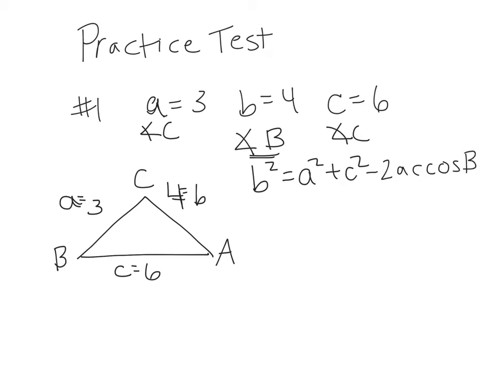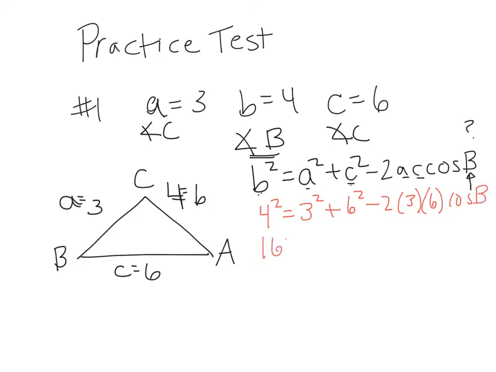Now, this is a good one to start off with because people make an algebra mistake a lot here. I know all of these pieces. I know B, I know A, I know C. The only thing I don't know is B. That's the unknown. This is what I'm solving for. So since I know everything else, I can plug in and say B is 4. So 4 squared equals A is 3, 3 squared. C is 6, 6 squared minus 2 times 3 times 6 times the cosine of b.